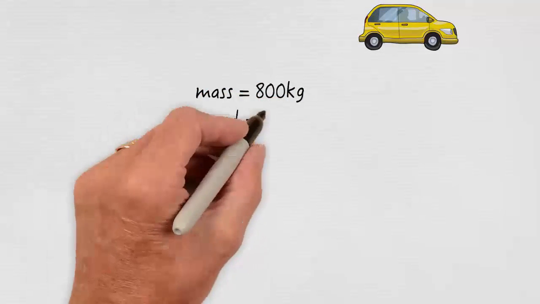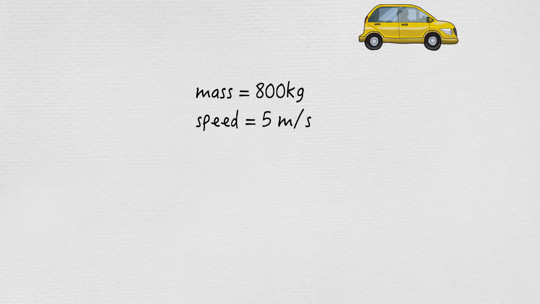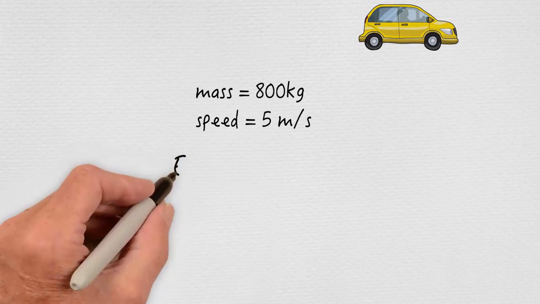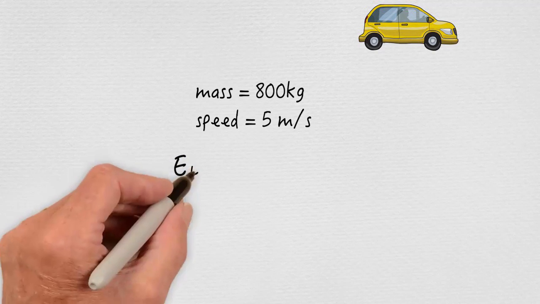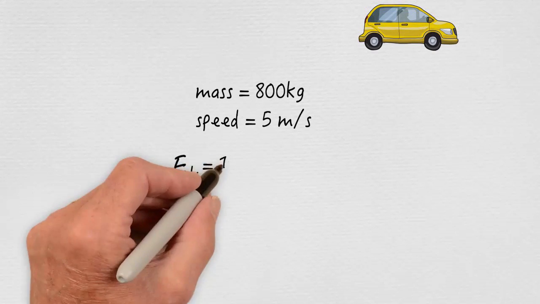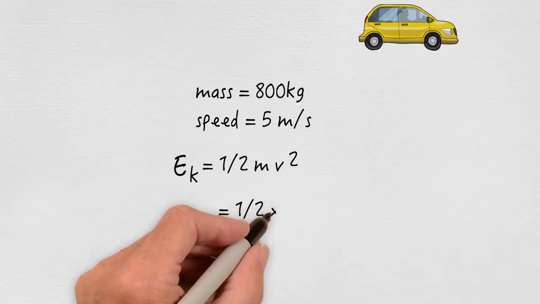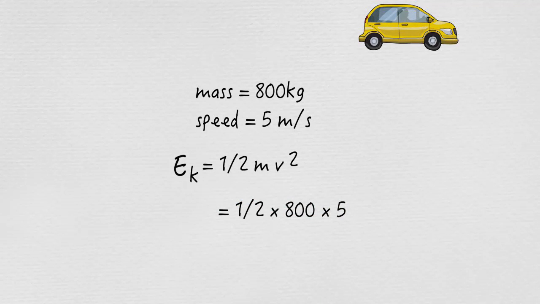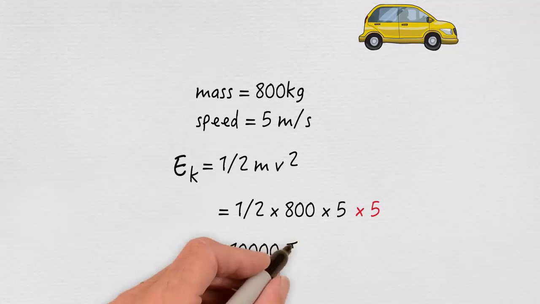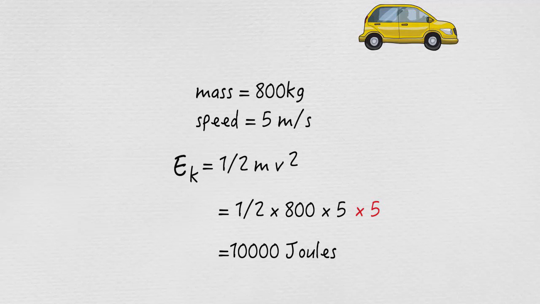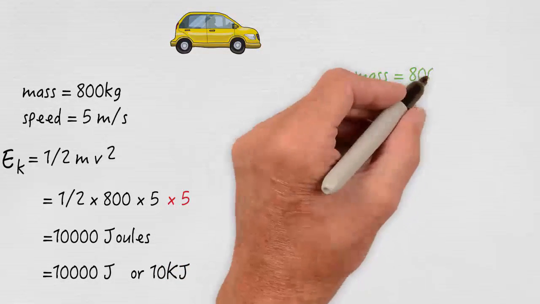Its mass is 800 kilograms. The speed is 5 meters per second. You stick it in the formula. Kinetic energy, EK equals a half mv squared. I hope you memorized that. EK equals a half mv squared. Stick the values into the formula. You get half times 800 times 5, and of course you multiply by 5 again because it's velocity squared or speed squared. That gives you the answer of 10,000 joules, which could be written down as 10,000 J, capital J, or 10 kilojoules. The k means 1,000 joules, so 10,000 joules.